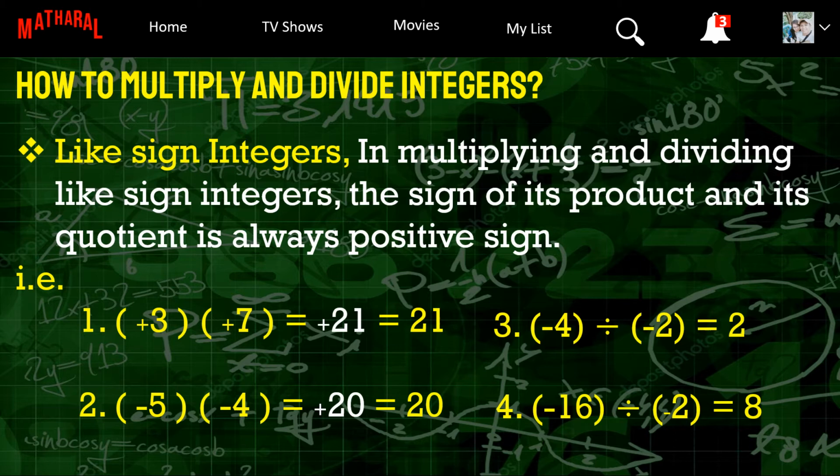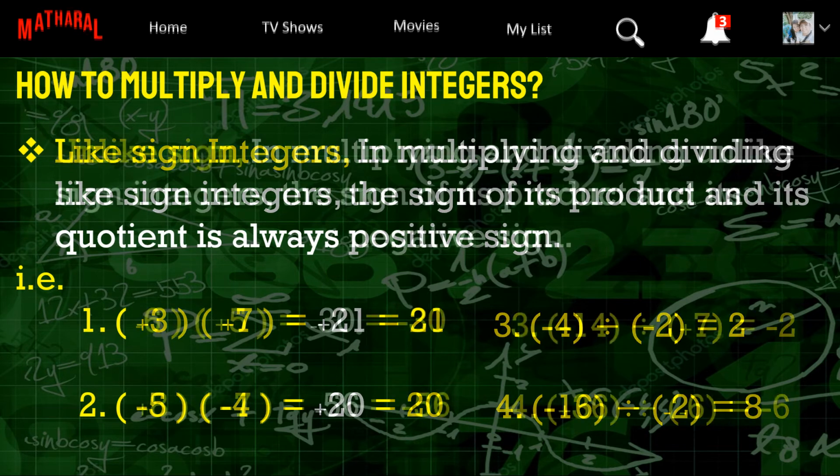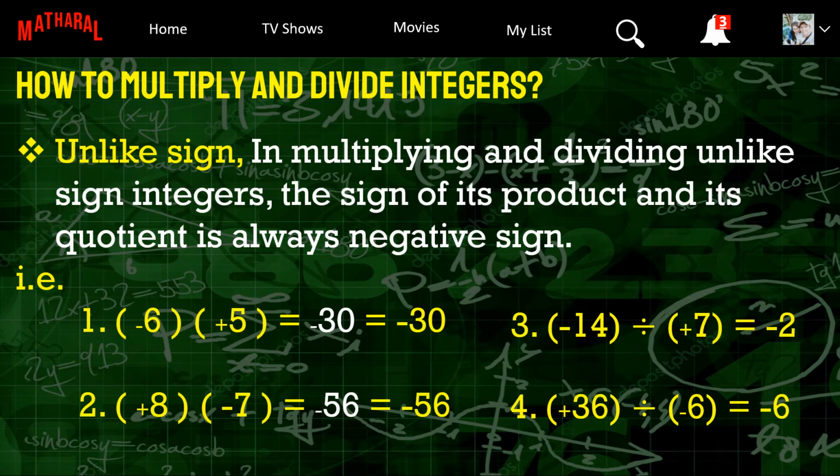So, for us to understand more about the ways on how to divide and multiply integers, let's move to next slide. So in here, the process or ways on how to multiply and divide integers for unlike signs. In multiplying and dividing unlike sign integers, the sign of its product and its quotient is always negative sign. So let's begin with the first example.